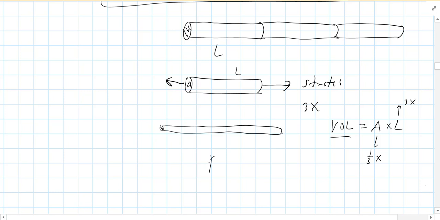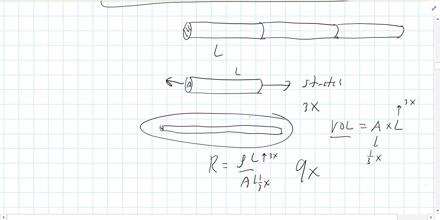Now if we look at our resistance equation, you didn't change rho. You made the length 3 times bigger, and you made the area 1/3 as much. What's 3 over 1/3? 9 times. So if you stretch this out to 3 times its length, it'll have 9 times the resistance it had before.